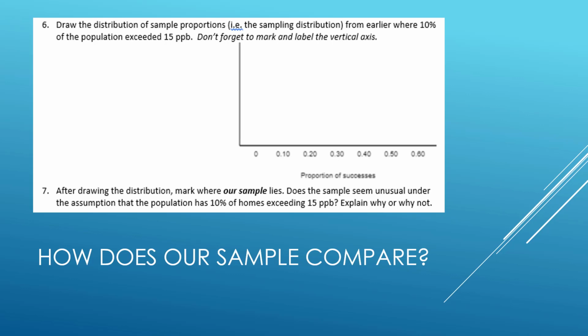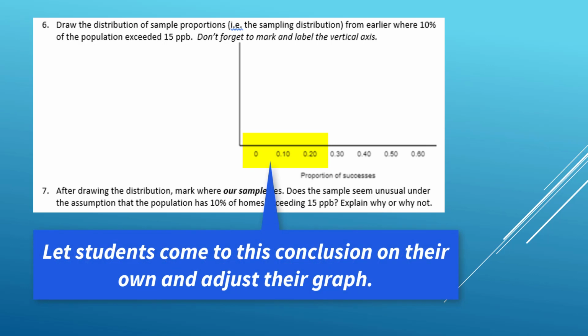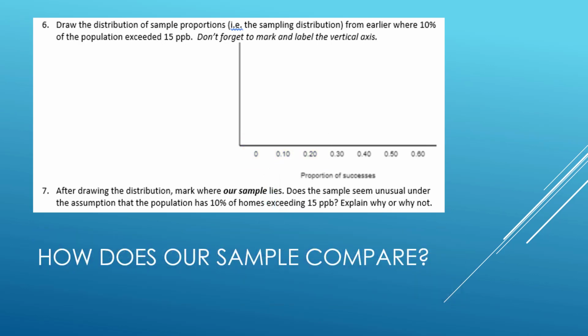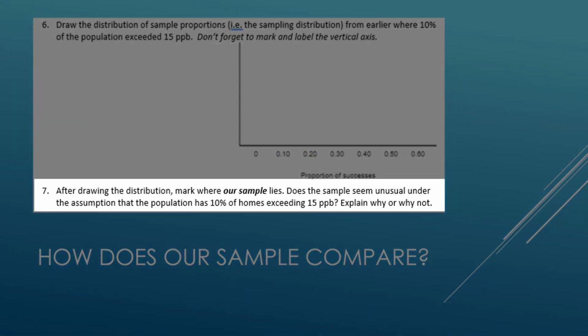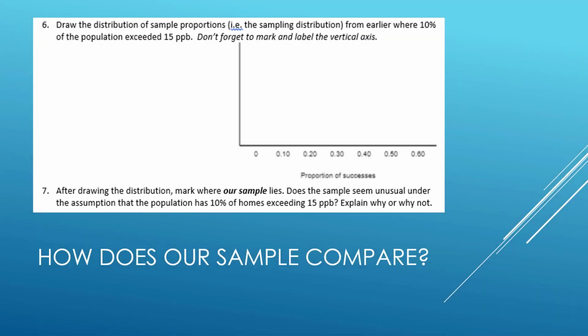So by giving them a lot of opportunities, they can come back and say, okay, I can see that the only results I'm getting are between 0 and 0.2, and they can make an adjustment as they do the graph. And then the key piece is showing where our sample lies. Remember, we ended up at about 16% of homes over that 15 parts per billion.